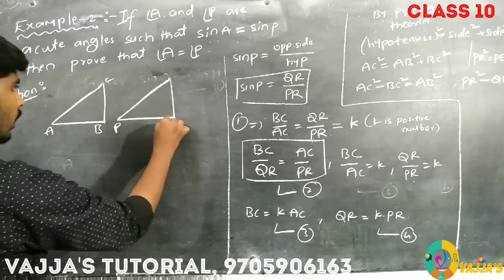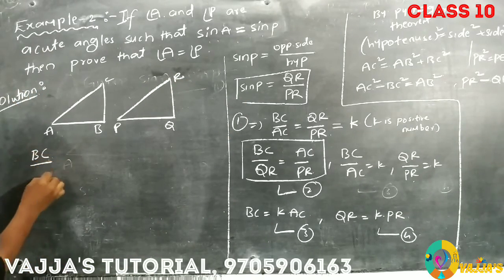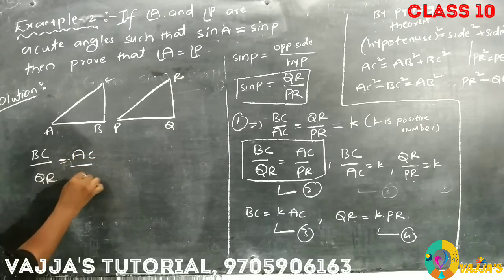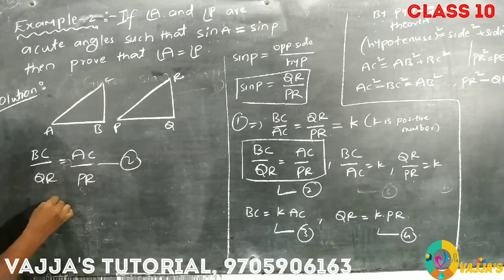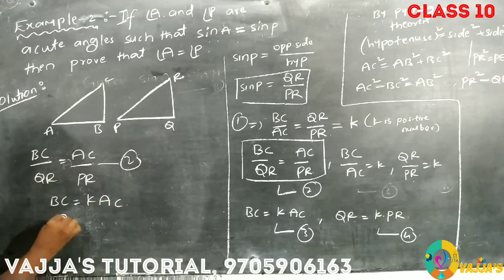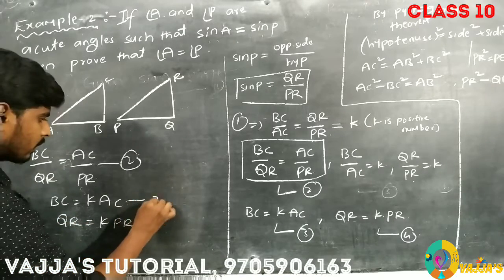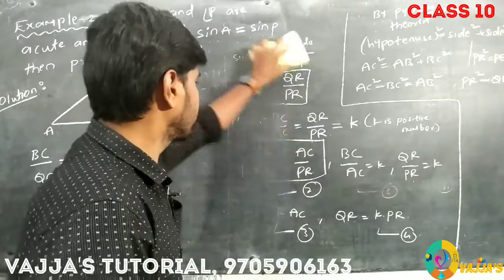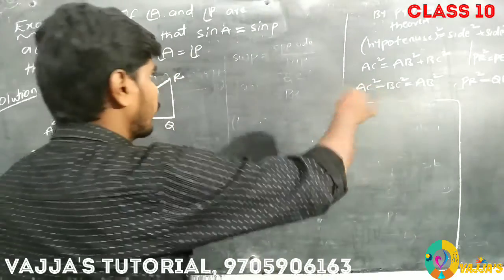ABC and PQR, and I am writing the equations here. BC by QR equals AC by PR is equation 2, and BC equals K AC, QR equals K PR. This is equation 3 and this is equation 4. Okay, so what we got finally here?